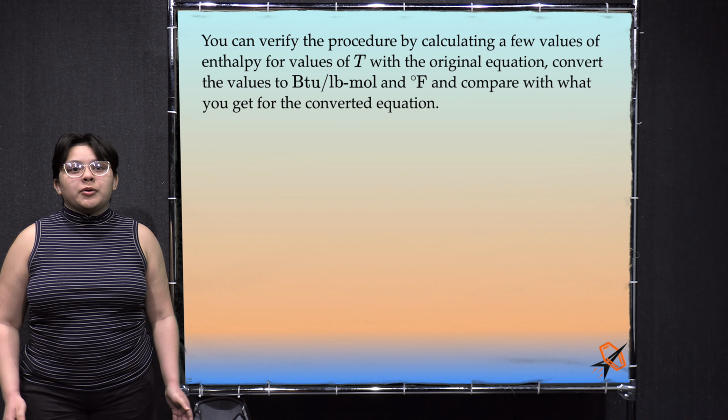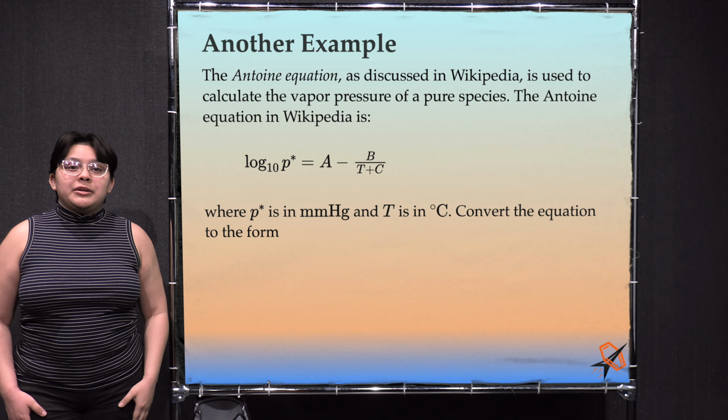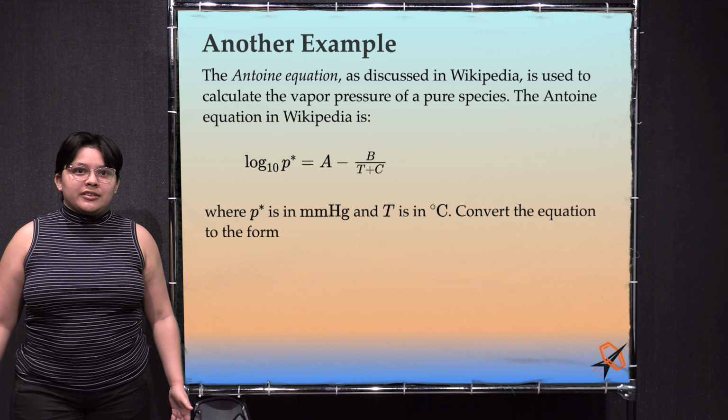Let's do one more example. Wikipedia discusses an equation for calculating the vapor pressure of a species as a function of temperature. The equation is known as the Antoine equation. The version in Wikipedia is the log base 10 of the vapor pressure is equal to A minus B over T plus C, with the vapor pressure in millimeters of mercury and the temperature in degrees Celsius.